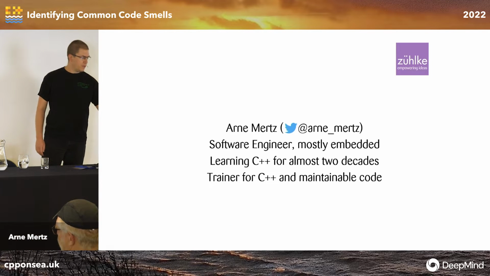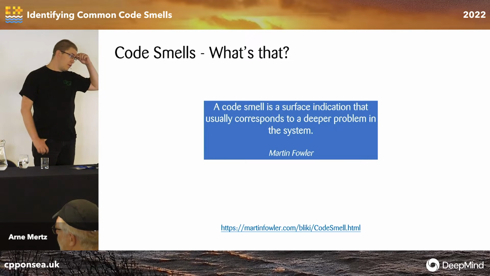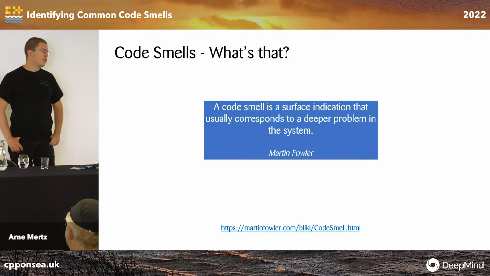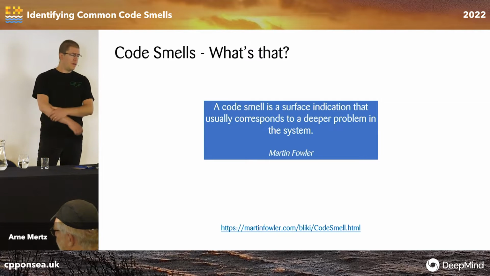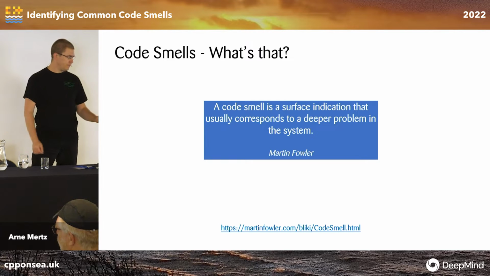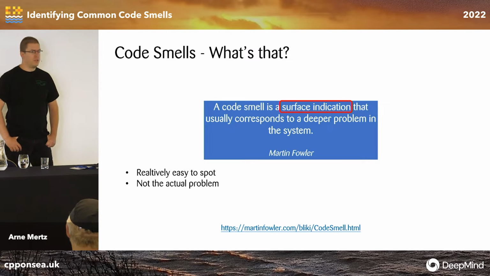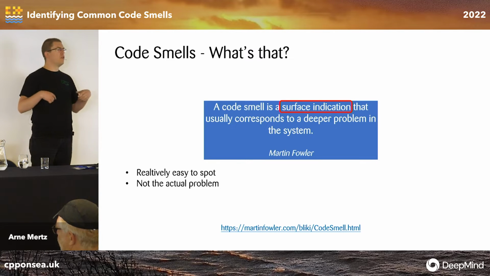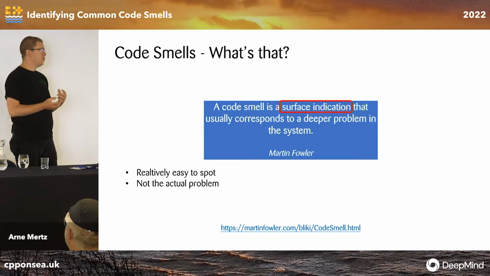Let's talk about code smells. What are code smells? This is a quote by Martin Fowler, that a code smell is a surface indication that usually corresponds to a deeper problem in the system. And there are basically 3 important parts in here. The first one is, it's a surface indication. So the code smell itself is not the actual problem in the code. I think this is something to keep in mind when you see a code smell. We can't just say, hey, you have a problem in your code. We have to look deeper.